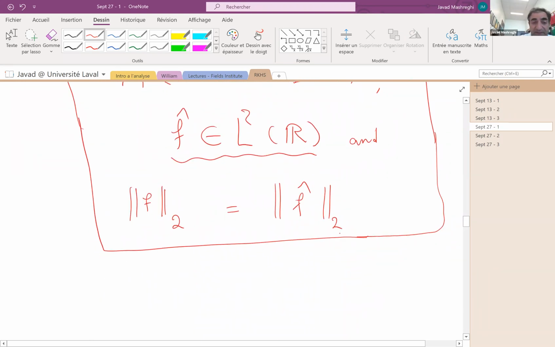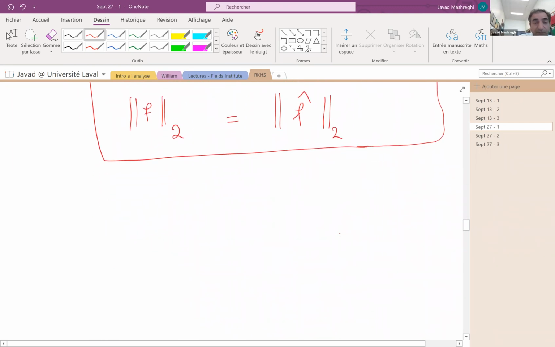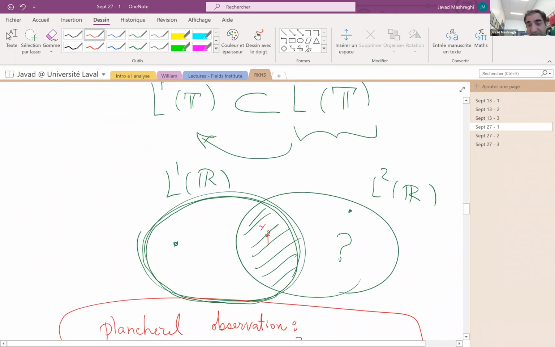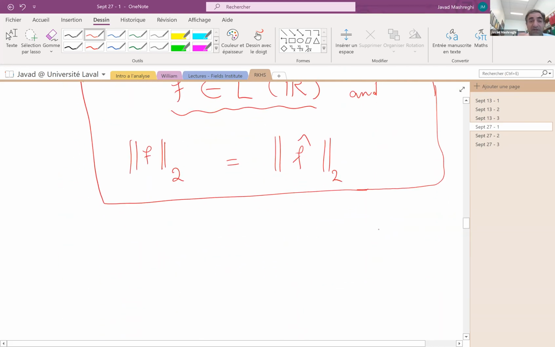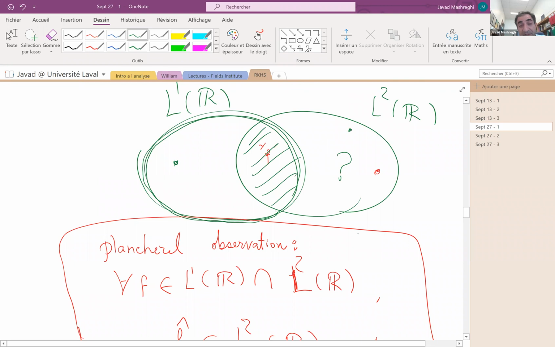The rest is work like this. For any function f, not necessarily in the intersection, we know from measure theory the following fact. In a sense, this intersection, we can say that it is big. What do I mean by saying that this intersection is big?